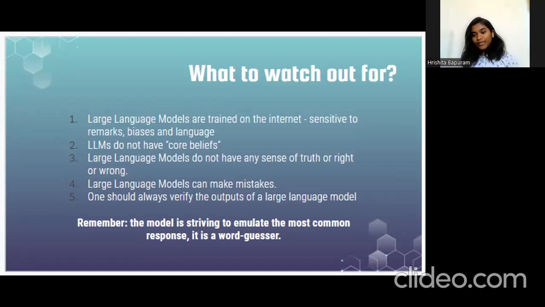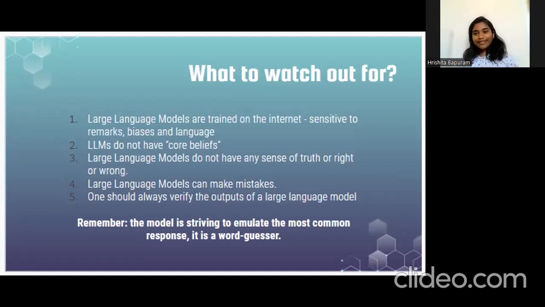So they don't have any core beliefs, like I discussed, and they do not have any sense of what is truth, right, or wrong. It's a completely subjective idea. And because it is subjective, it cannot pick up on that in terms of our communication, and therefore it has no idea if it's right or wrong. And that's why it can make mistakes.